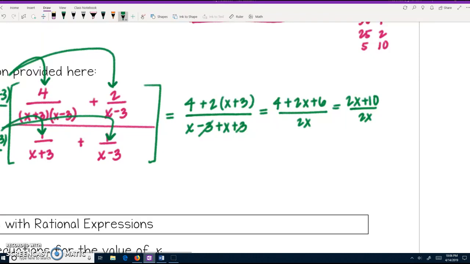And I know it looks really, really tempting, but I can't cancel those 2x's, but I can factor out a 2, which will leave me with 2 times x plus 5 over x, which is over 2x, which means my 2's will cancel, and I will have x plus 5 divided by x as my final answer here.